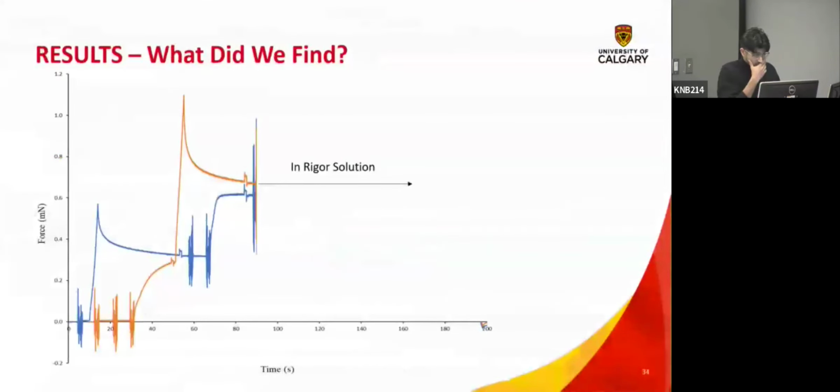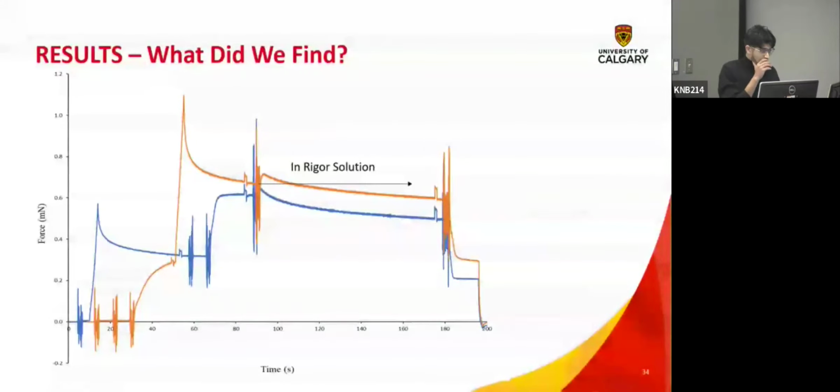So what did we find? Before I go on, just a quick note, there is something that we didn't see thus far. There are huge spikes within the force as we see throughout the protocol. Just note that that's a lot of noise that comes from moving the fiber from one bath to the other. So try to avoid that or disregard that for the most part.